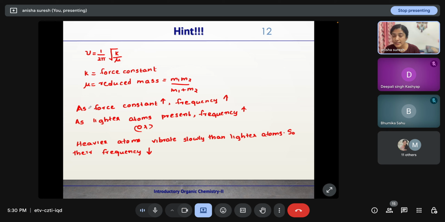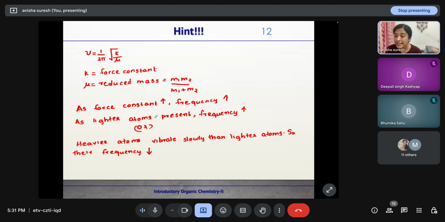So the important equation that we have to consider for this frequency is nu equal to 1 by 2 pi root of k by mu, where k is the force constant and mu is the reduced mass, which is m1 m2 divided by m1 plus m2. So if the force constant is increasing, the frequency will be increasing. Okay. So in our case, since the bond is becoming shorter, the force constant is increasing, and because of that the frequency is increasing.